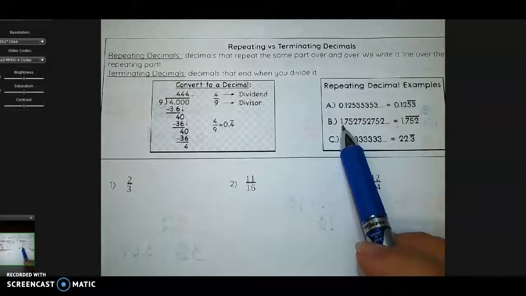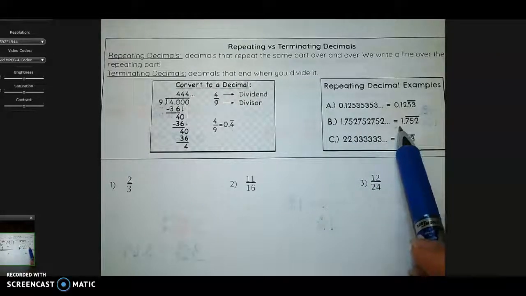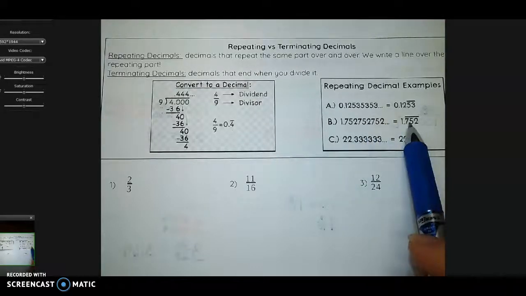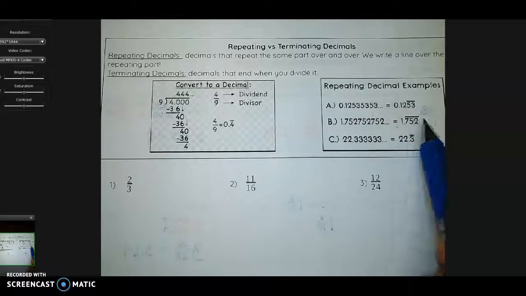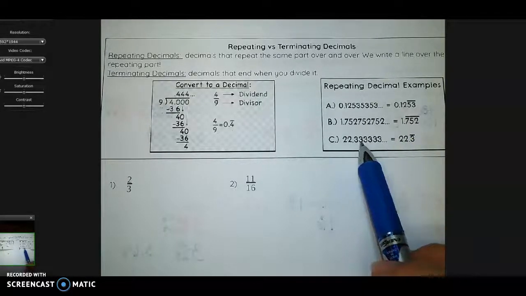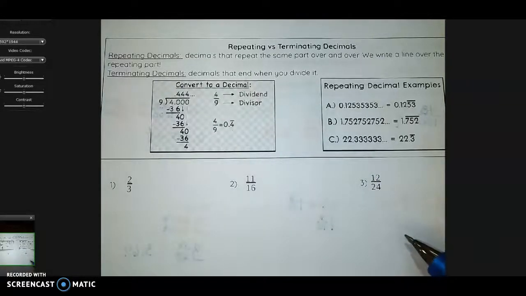I only want to put it over the part that repeats. This instance right here, it's 1.752752. Well, the 1 doesn't repeat, but the 752 pattern does. So I cut it off at just one of the repeating patterns, and I put the vinculum over top. This one would be 22 1/3, because we've done this long division where we kept getting that. And you can see that it's written as 22 with a vinculum, a repeating bar, over the 3.